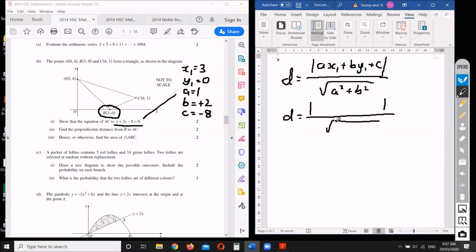If we sub them all in, you've got 1 squared plus 2 squared. What is it? 1 times 3 plus 2 times 0 plus C, which equals negative 8. And why do you think it might be in absolute value? Because it's a distance, so it can't be a negative value. Yeah, it can't be negative. So we've got negative 5, this bit's equal to 0, 3 minus 8 is negative 5. Absolute value means that it becomes positive 5.